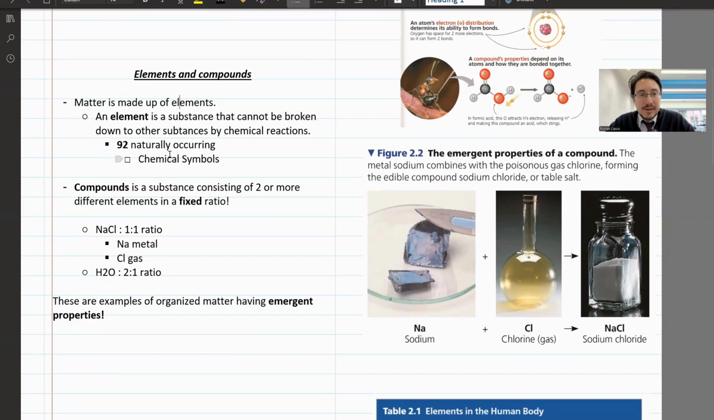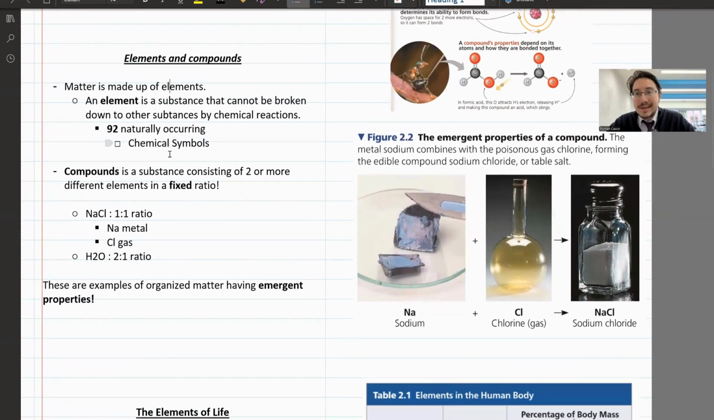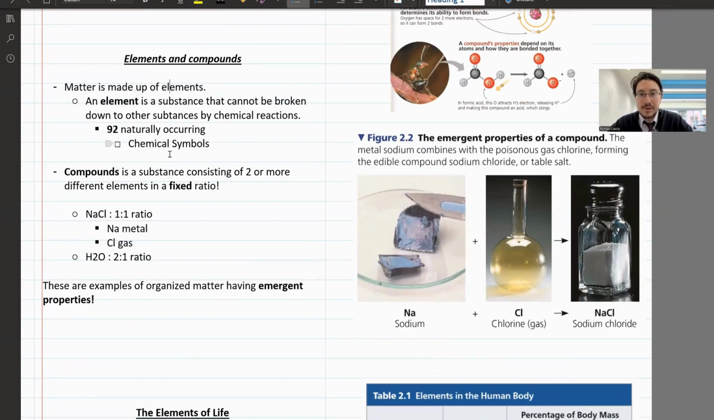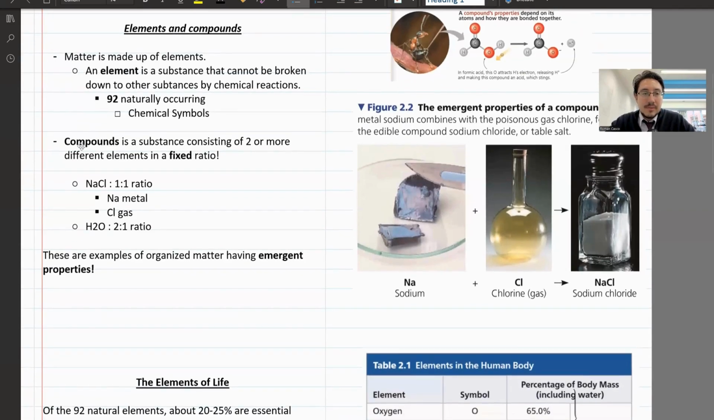So matter is made up of elements. An element is a substance that cannot be broken down to any other type of substance by chemical reactions. It contains a particular property. There's 92 naturally occurring elements, and they're often designated by chemical symbols, as I will talk about a little later. And then when you get several elements, you create a compound. Compounds are substances that consist of two or more different elements in a fixed ratio. That's a very important thing to know.